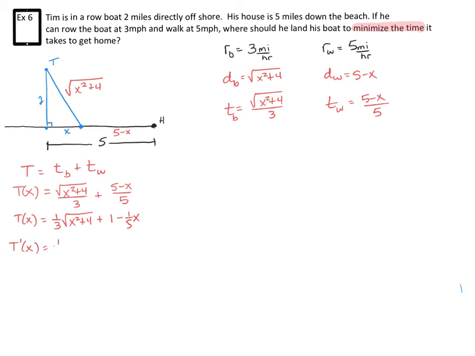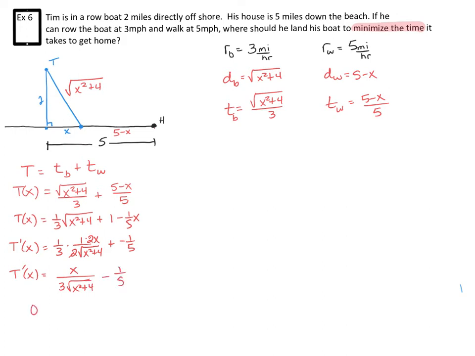The first part is 1/3, a constant, times the derivative of the function, 1 over 2 radical x squared plus 4, chain rule, times 2x, plus the derivative of 1, which is 0, and the derivative of negative 1/5 x is negative 1/5. So cleaning that up, T prime of x is going to be x on top. The 2's cancel. We've got 3 times radical x squared plus 4 on the bottom, and then minus 1/5.